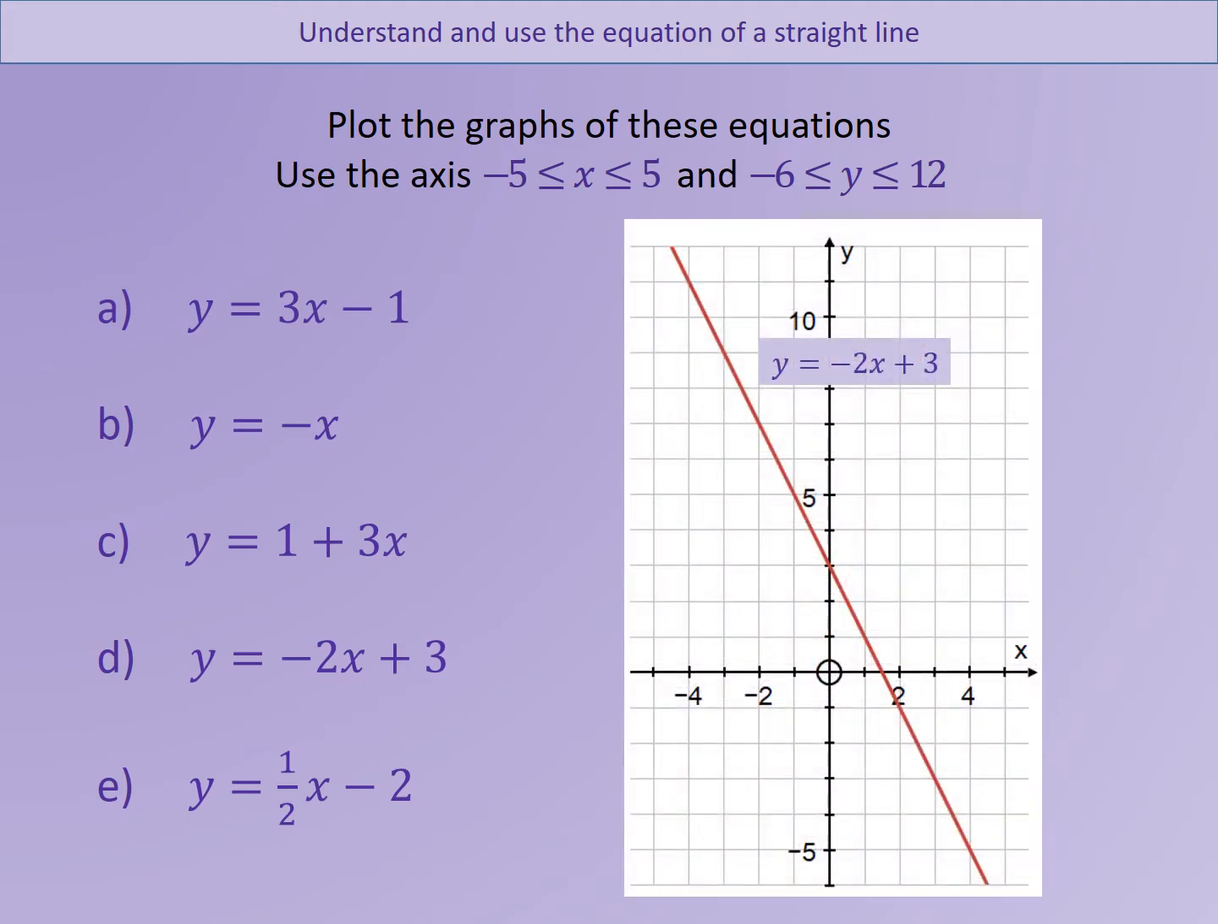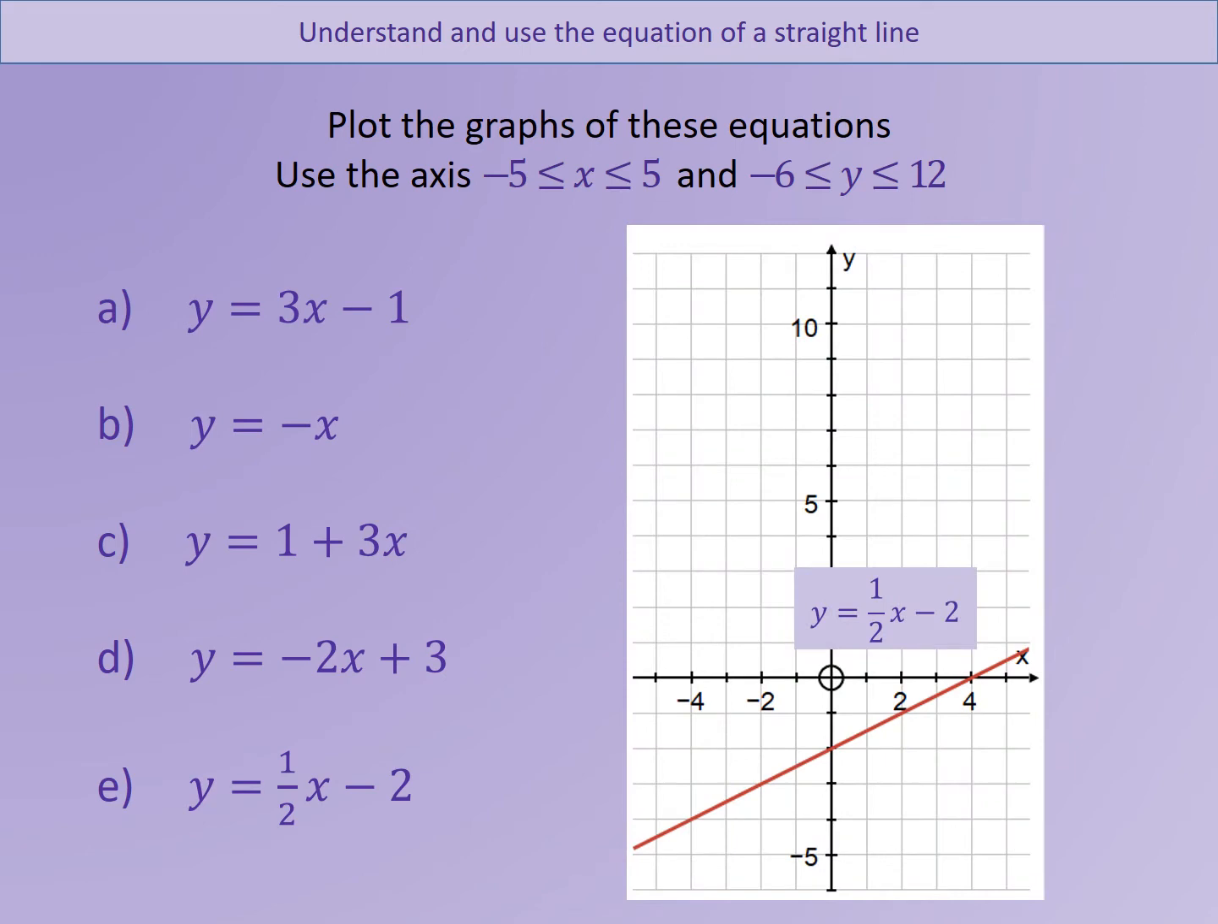Number 4, y equals minus 2x plus 3, has a gradient of minus 2. It has a y-intercept of 3, and it has an x-intercept of 1.5, or 3/2. And finally, number 5, this is our graph of y equals 1/2 x minus 2. It has a y-intercept of minus 2, an x-intercept of 4, and it has a gradient of 1/2.